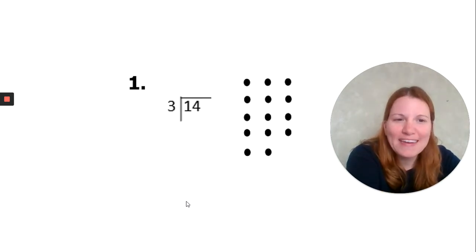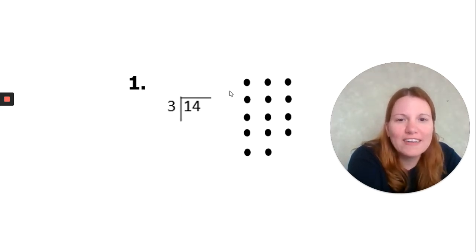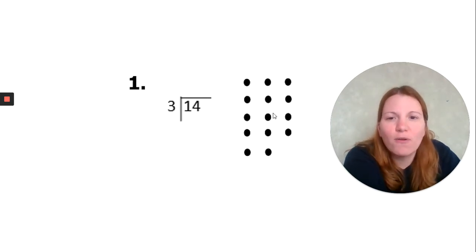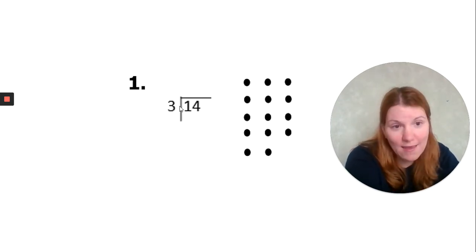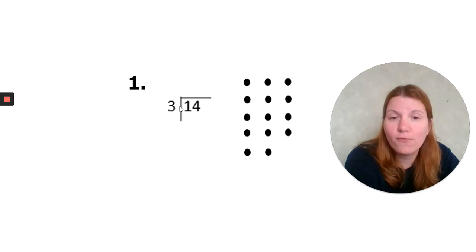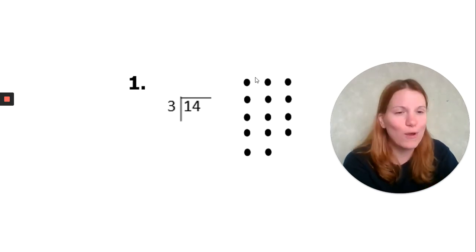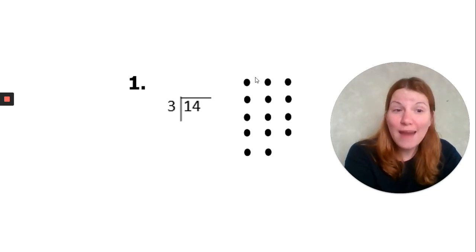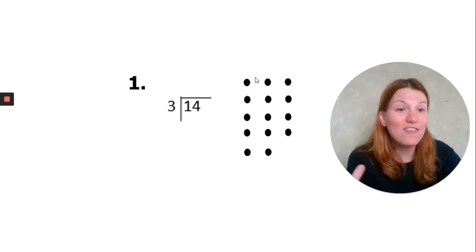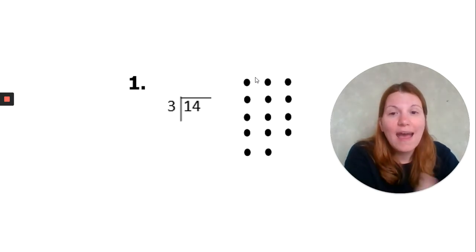So the first problem we're going to look at, number 1, is 14 divided by 3. So our dividend is 14. We have a total of 14 little dots here. And we want to see if we're making groups of 3, how many groups of 3 we can make in 14. So to do that, we're going to go ahead and circle groups of 3. And I've got these arranged in nice rows for you. These are arrays, but we're going to just use them for division instead of multiplication. So let's go ahead and circle groups of 3.